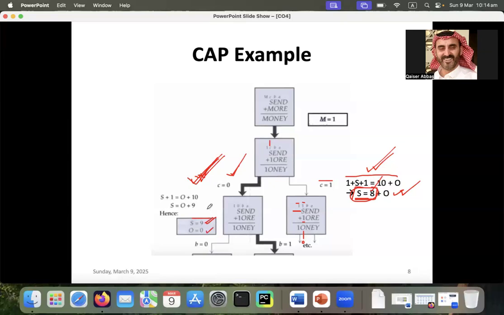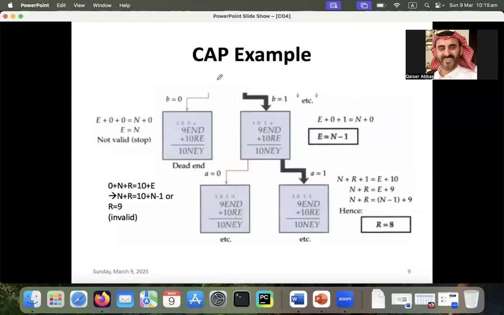And one more thing, if you go with these values here, you will find contradictions on the other branch also. So anyhow, we are stopping this branch and coming back here where S is equal to 9 and O is equal to 0. We already concluded that at this step. Now put these values of S, O, and M in the equation, and we will have this situation.